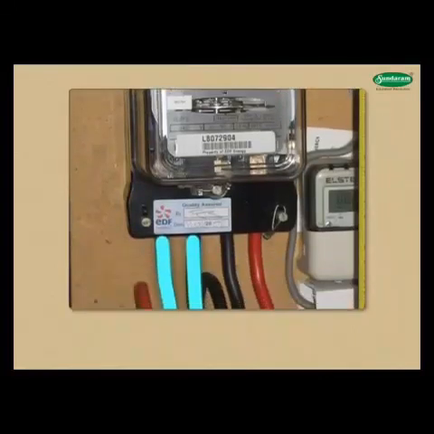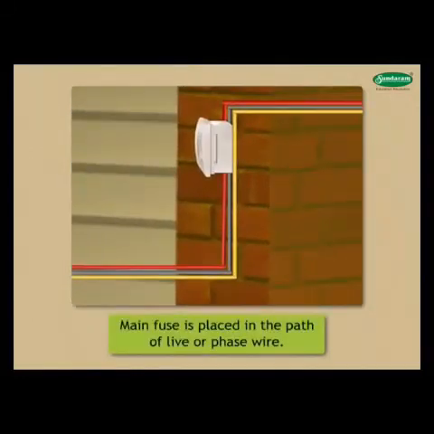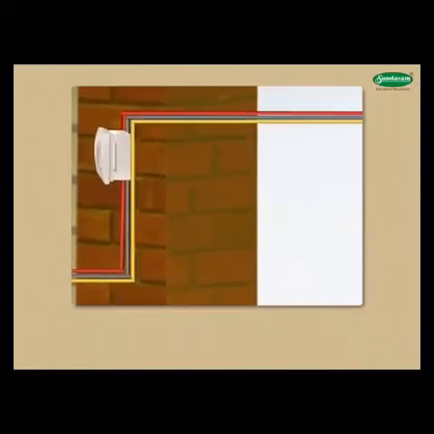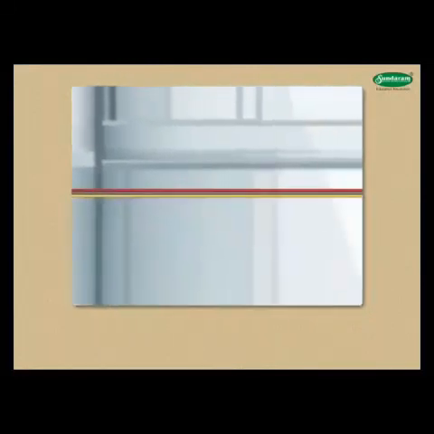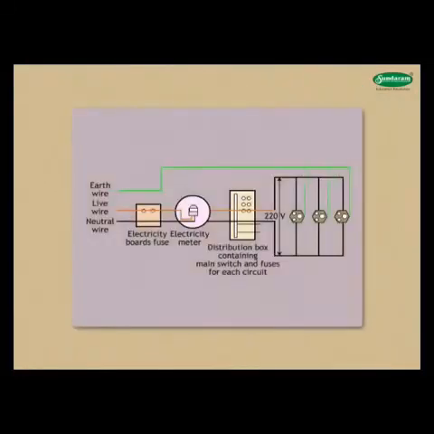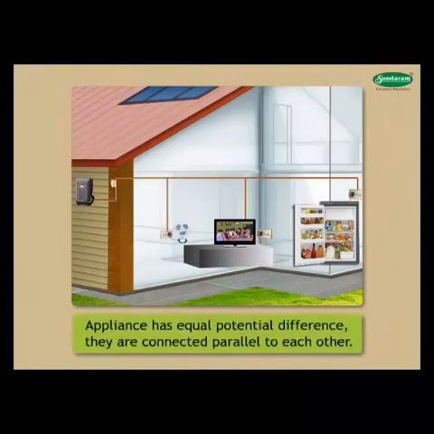The output power from the electric meter is taken to the main switch. A fuse known as the main fuse is placed in the path of the live or phase wire. The output electric power from the main switch is distributed to the domestic electric circuit. This shows a schematic diagram of one of the common domestic circuits. In each separate circuit, different appliances can be connected across the live and neutral wires. Each appliance has equal potential difference. They are connected parallel to each other.